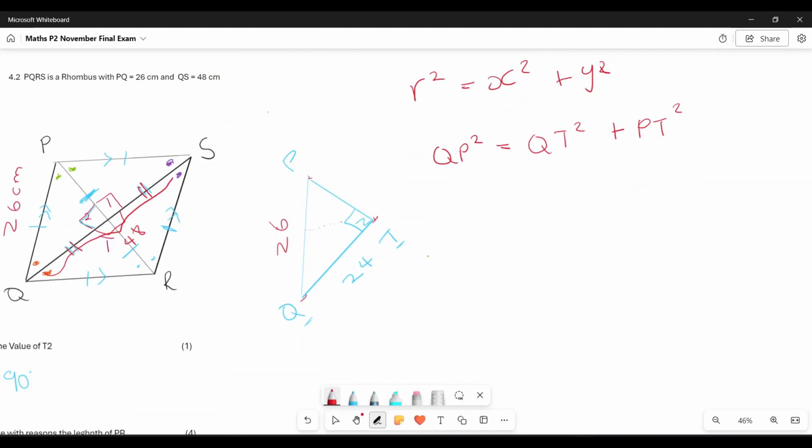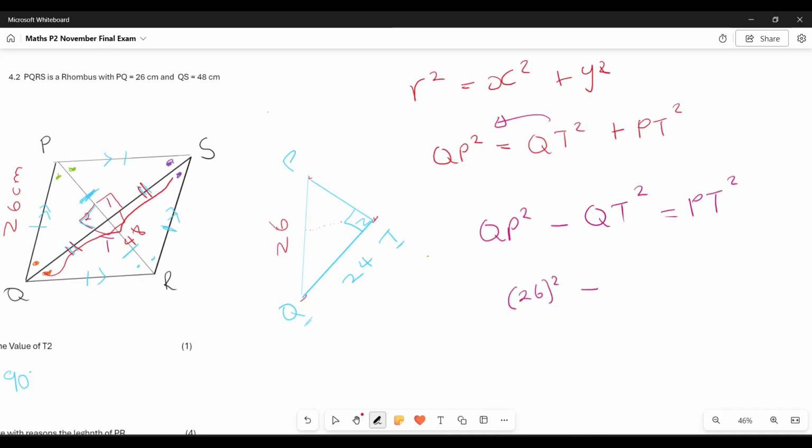So now let me go about solving for my PT. Because here I'm trying to solve for PT, I can make this equation in terms of PT. Basically, I could take this to the other side, right? And if I do so, I'm going to have QP squared minus QT squared equal to PT squared. And let me substitute my values. My QP squared is 26 squared minus my QT, which is 24 squared. All this is equal to PT squared.